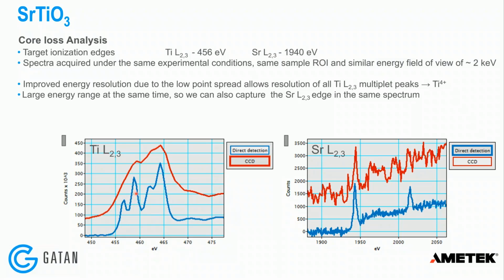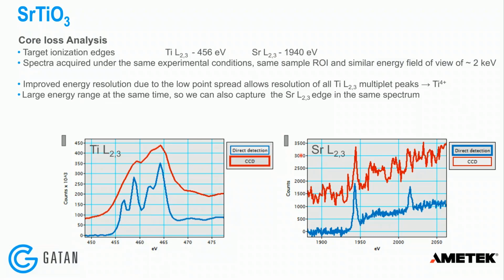If we start off with the titanium, you can see that in the counting data, the blue data, all four of our titanium L multiplet peaks are very clearly resolved in our spectrum. So what I've said is true. We have improved energy resolution due to the low point spread. That's really useful. But because we're doing this at a low dispersion, we also have a large energy range at the same time, so we can capture the strontium L23 edge in the same spectrum.